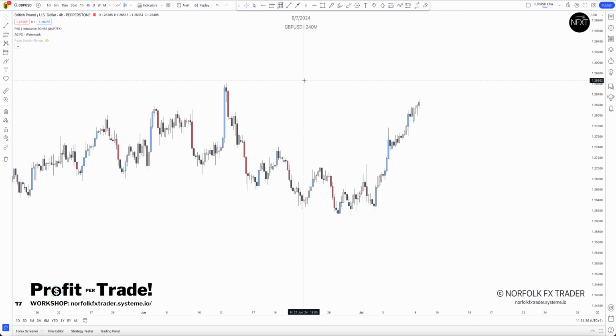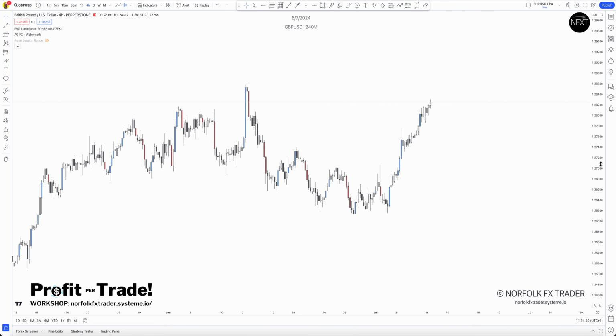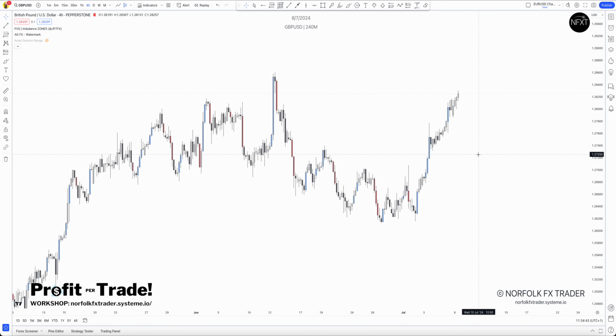Okay, how we're going to use this with the trend. So we need to first identify the bias in the chart and the trend direction. Now, the way we do this, we'll use market structure. So we're looking at general structure in the market here.